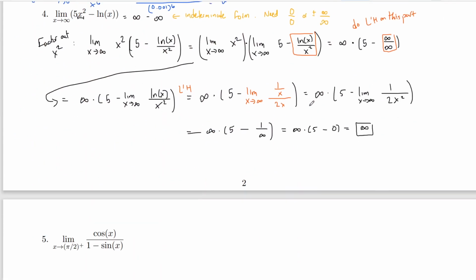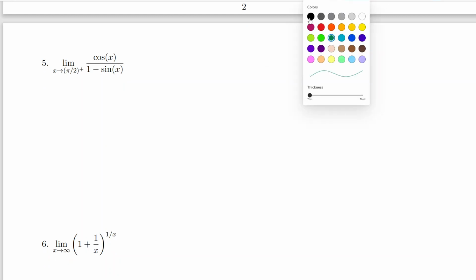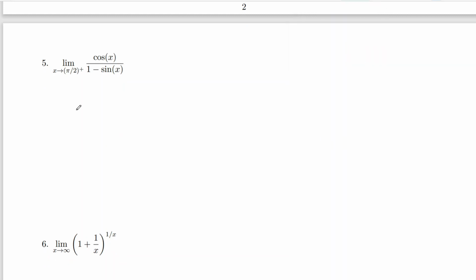All right, so number 5 here, this is kind of a special problem in the sense that I think it's a little complicated, but it's not terribly complicated. It's pretty similar to number 3 above. So this is the limit as x goes to pi over 2 from the right, so it's already a one-sided limit of cosine of x over 1 minus sine of x.